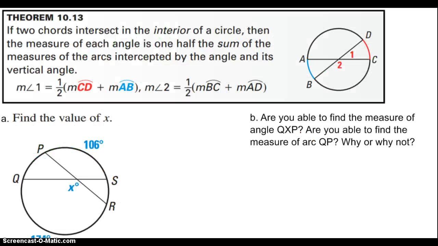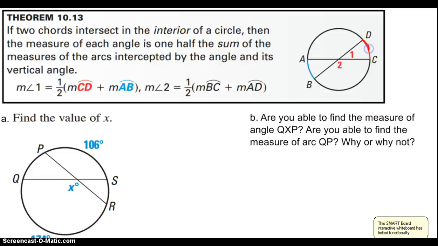Now we've talked about what if two lines intersect on the edge of a circle, but we haven't really talked about what happens if two lines intersect somewhere in the middle, in the interior of a circle. So here it is. If two chords intersect in the interior of a circle, then the measure of each angle is 1/2 the sum of the measures of the arcs intercepted by the angle and its vertical angle. What does that mean? Well, let me give you an example.